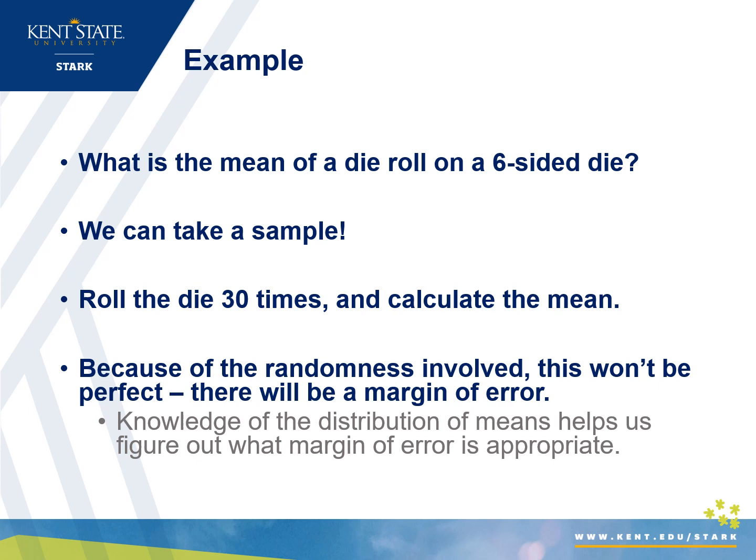Okay, that last sentence was a mouthful, so let's look at a simple example. Suppose we're trying to estimate what the mean of a die roll on a standard 6-sided die is. One thing we can do is to take a sample, roll the die 30 times, calculate the mean for the sample. Of course, we know that there's randomness involved, so this process isn't going to be perfect. There's going to be a margin of error. However, we can use our knowledge of the distribution of means to figure out what margin of error is appropriate.